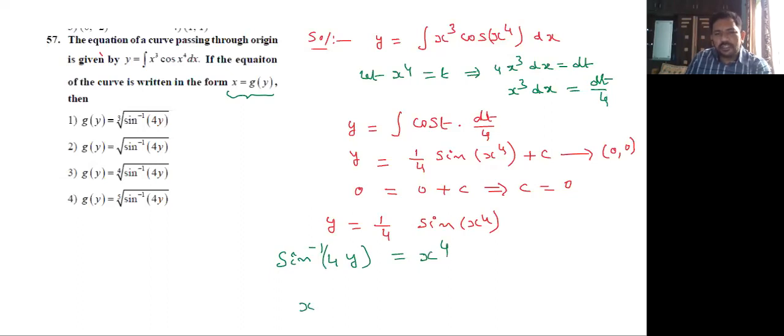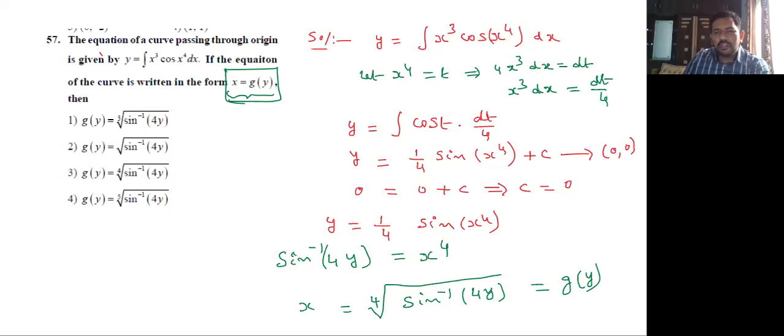Then what is x? 4th root of sine inverse 4y. x means what? g of y only. How do we know that? Already given in the question. So finally g of y is equal to 4th root of sine inverse 4y. Which option is correct? Third option. I am going to the next question.